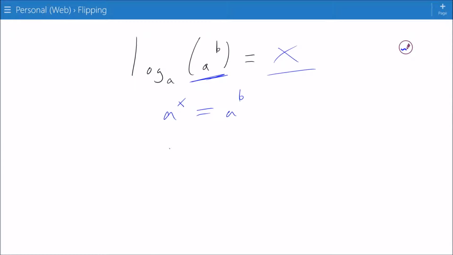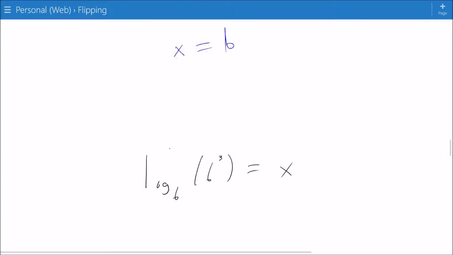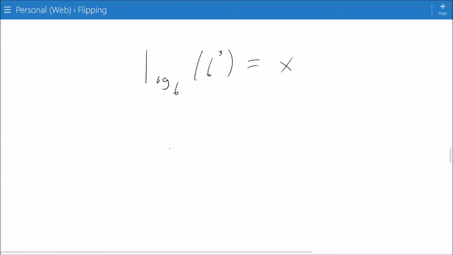Now, if a to the x is equal to a to the b, there's only one way we can solve this, and that would be x equals b. That's it. Set the exponents equal to each other. Similarly, we can solve this the same way. Base is 6 to the x power is equal to 6 to the third. Therefore, x equals 3.